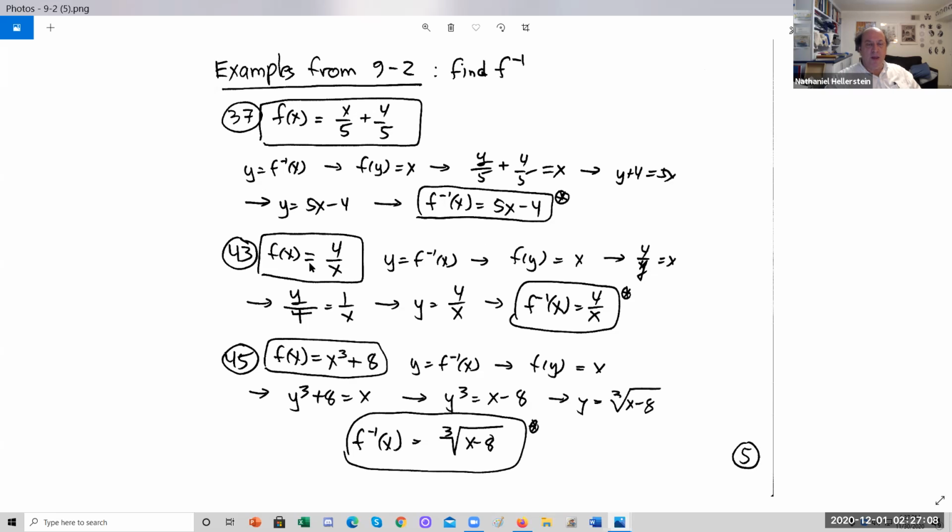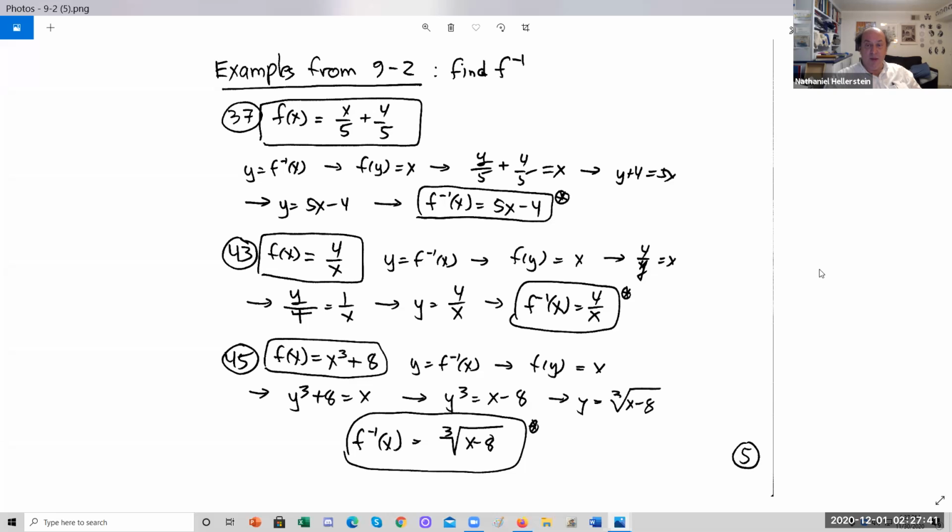Here's a function f of x equals 4 over x. Find its inverse. y equals f inverse of x, so f of y equals x, so 4 over y equals x. So if we flip everything upside down, then you get y over 4 equals 1 over x, then multiply by 4, and y equals 4 over x. And what do you know? The inverse is 4 over x, just like the function is 4 over x. This function is its own inverse.